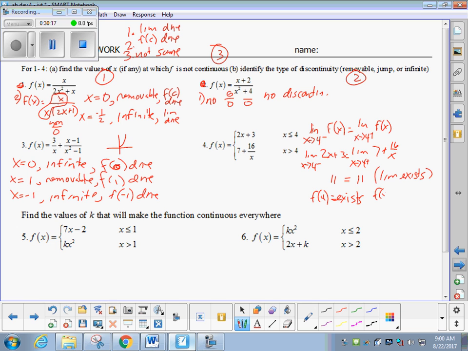What is f at 4? 11, okay. Now, are those the same? They are. And so we conclude that f is continuous at x equal 4. Are you with me? Okay. Now, is there anything else I need to consider?